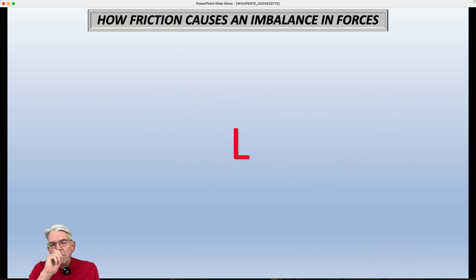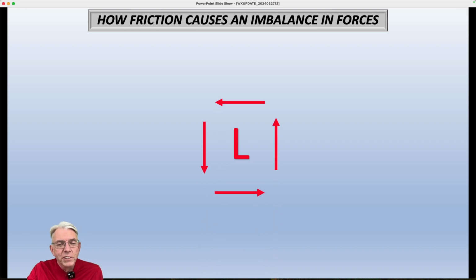Okay, now I want to talk a little bit about how friction causes an imbalance in forces. So I should have made these arrows curve, but in the interest of time, it was easier to do this. So we all know in the northern hemisphere, the winds blow counterclockwise around an area of low pressure. And in a balanced flow, the pressure gradient force, which goes from high to low pressure, is directed in toward the low. And the Coriolis force, which is caused by the Earth's rotation, blows to the right, 90 degrees to the right of the wind.